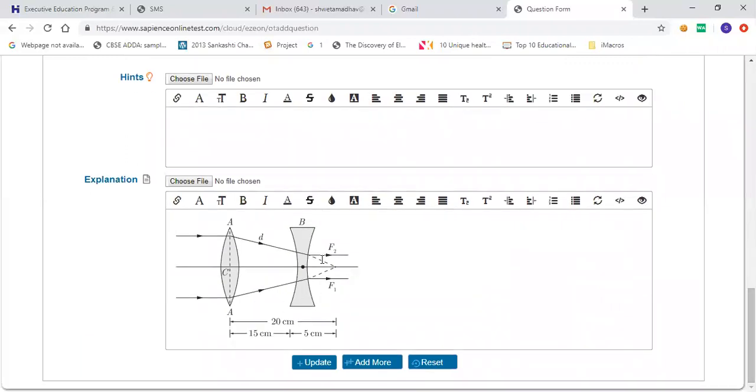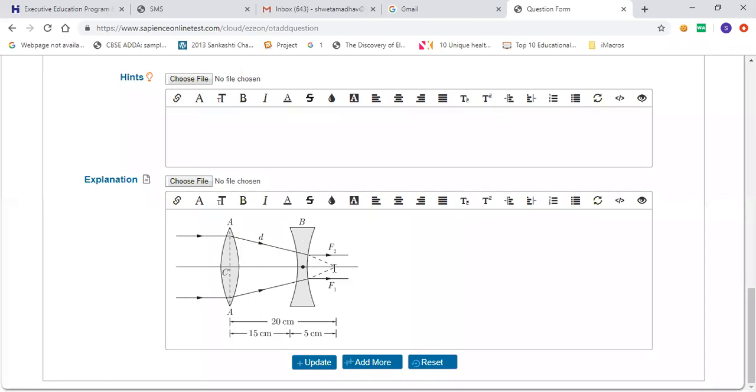So this is the diagram. The parallel beam of light should fall on focus. We know that the parallel rays incident on the convex lens will form at focus at this point. Now the rays from this point should fall on the concave lens so that the beam will be parallel to each other. So that means this point should be F2 of this lens. This point should be F2 of the second lens. Yes or no? Yes, ma'am. So that means this is the focal length.